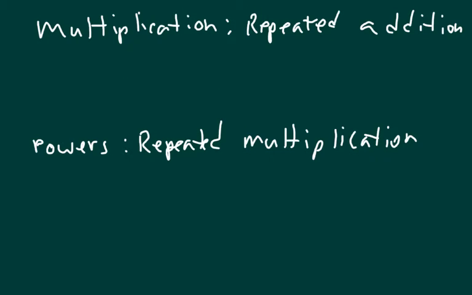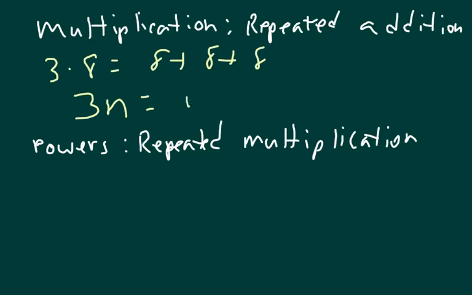We can think of multiplication as repeated addition. So if you have the problem 3 times 8, it's the same as 8 plus 8 plus 8, or 8 added 3 times. When you put a coefficient, or a number, in front of a variable, like 3 and then n, that means 3 times n, 3 times whatever value n is, which would be the same as n plus n plus n. So multiplication is repeated addition.